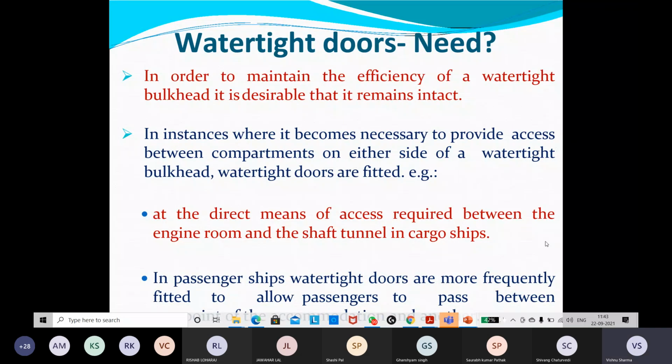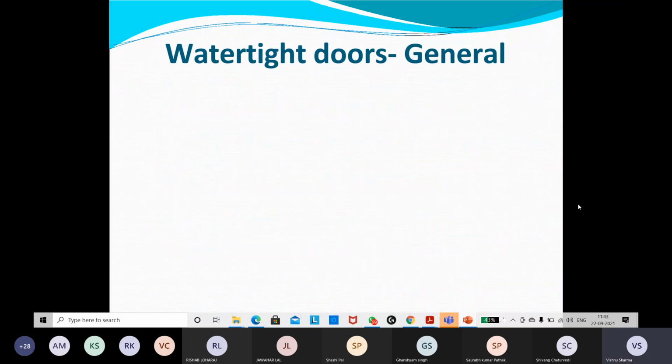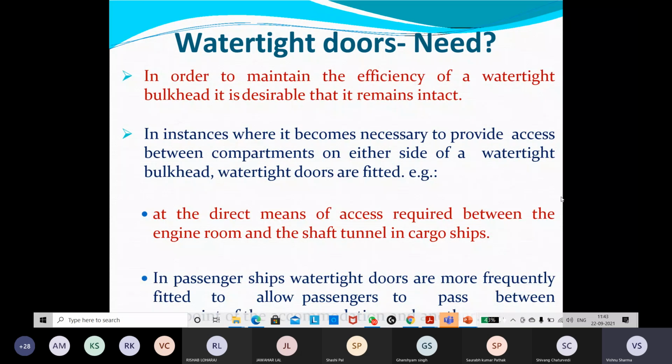let me just. Okay. In passenger ships, of course, you need at so many places, you'll need a minute. Why is this not going from here?